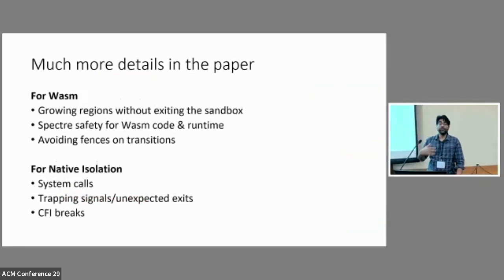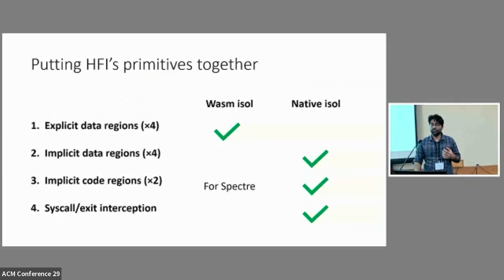But it's things like how do you grow regions efficiently, how do you avoid fences, how do you deal with system calls, signals, and so on. And if you put all of HFI's primitives together, which is all of these new region types and things like system call interception, you actually get what you wanted, which is the ability to have hardware support for WebAssembly isolation, but also native code isolation, where you just isolate an unmodified binary someone gives you.